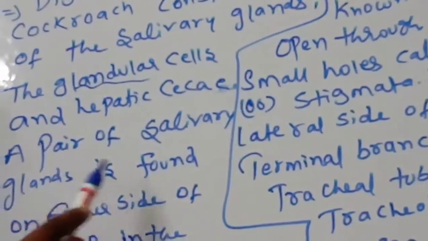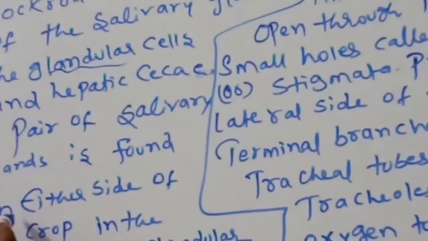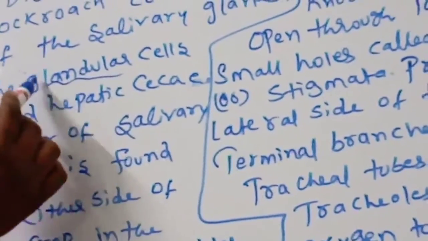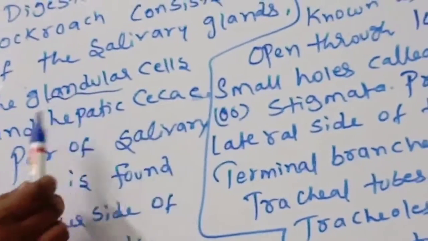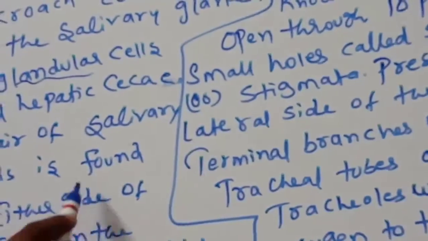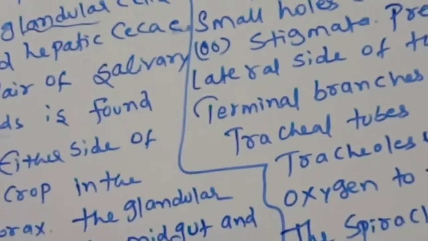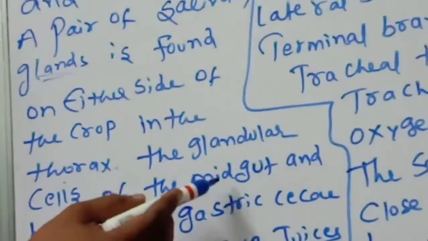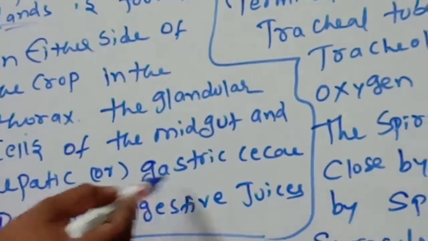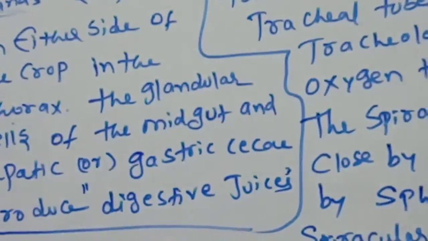A pair of salivary glands is found on either side of the crop. The glandular cells also secrete enzymes; hepatic caeca also secrete enzymes. A pair of salivary glands is also found on either side of the crop in the thorax. So the glandular cells of the midgut and the hepatic or gastric caeca produce digestive juices, which are helpful for the digestion of food.